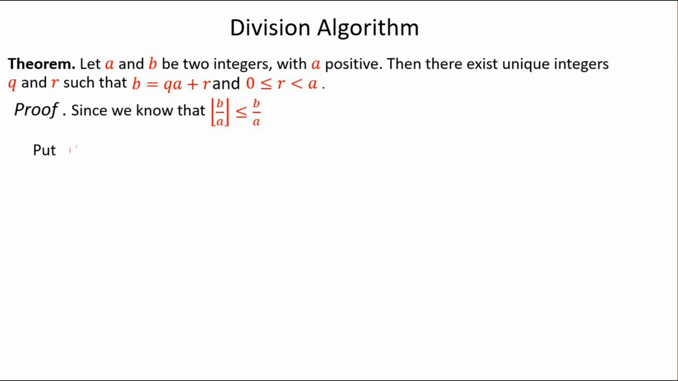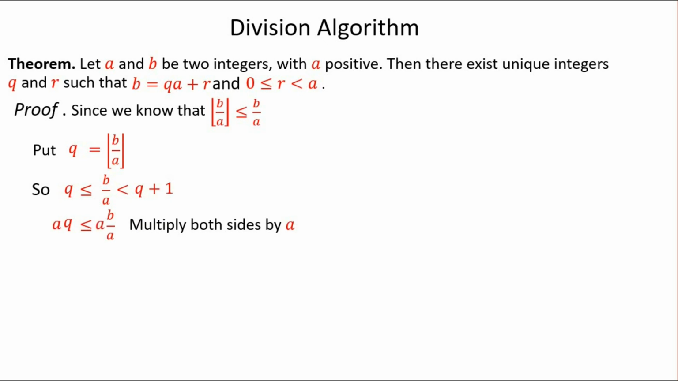Put q equal to the floor of b over a. So q less or equal to b over a less than q plus 1. Q less or equal to b over a, multiply both sides by a. A and 1 over a cancel each other, we get the equation aq less or equal to b.